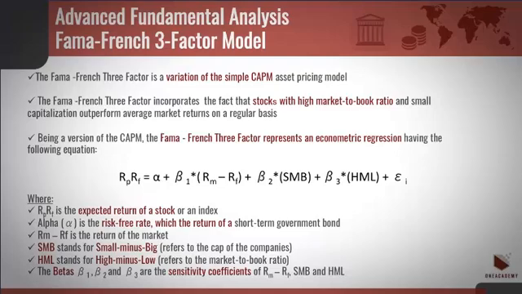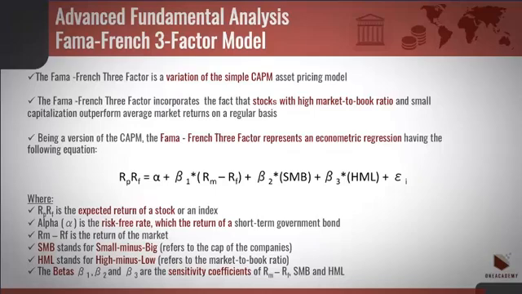Being a version of the CAPM, the Fama-French three-factor model represents an econometric regression having the following equation, where RPRF is the expected return of a stock or an index. Alpha is the risk-free rate, which is the return of a short-term government bond. RMRF is the return of the market that is on top of the risk-free rate, also called excess return.